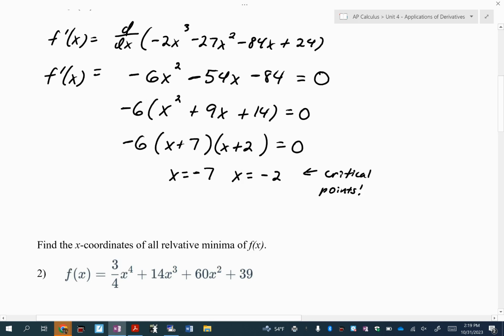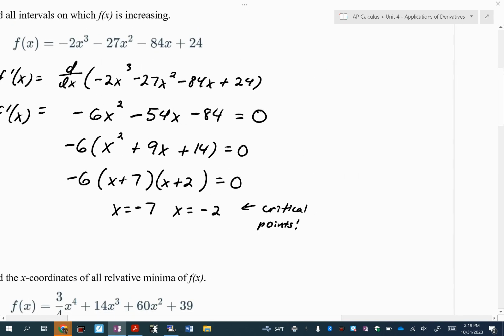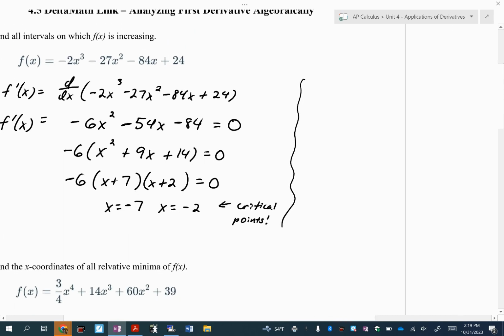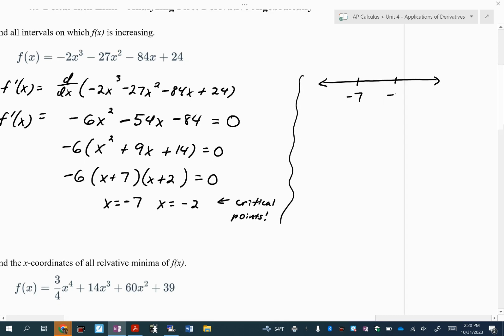Now, wherever you've got room, I'm going to go to the side here. But if you've got room underneath, just keep going. There are many different ways to organize this. I like to use a number line. So I'm going to draw a mini number line and put my critical points. What were my critical points? Negative 7 and negative 2.